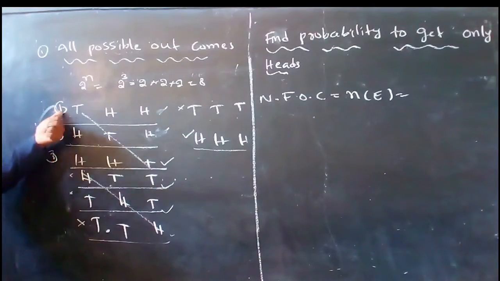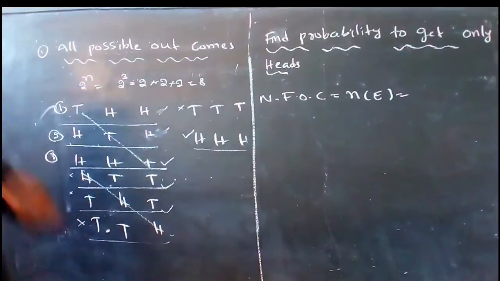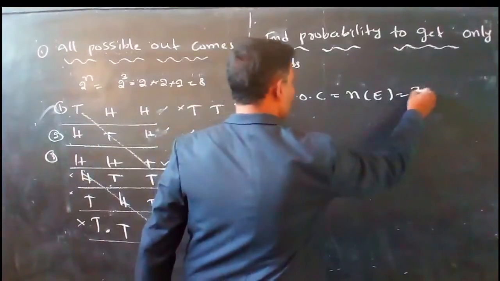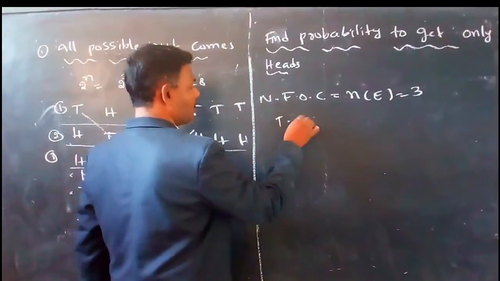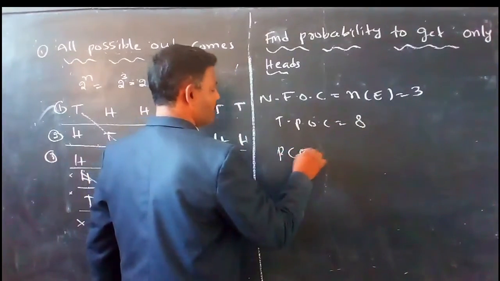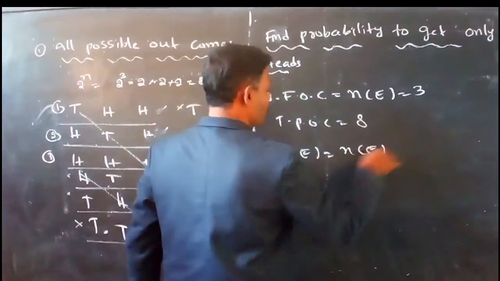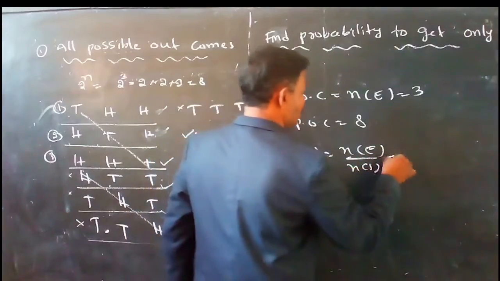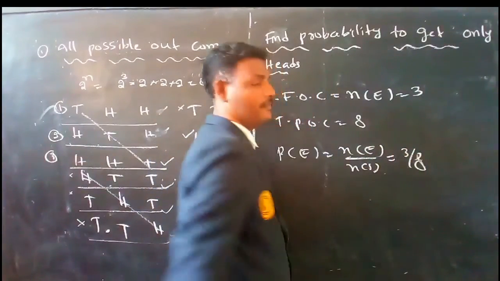How many? Here 3 outcomes are satisfying the given condition. So N of E is equal to 3. Then the total possible outcomes are equal to 8. Then P of E is equal to N of E by N of S, which is equal to 3 by 8.